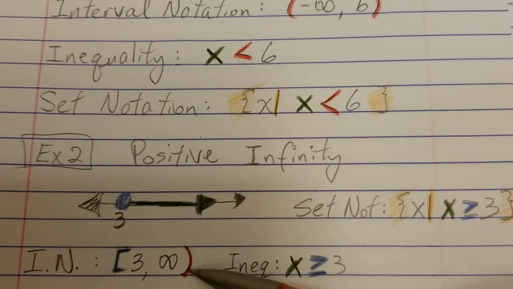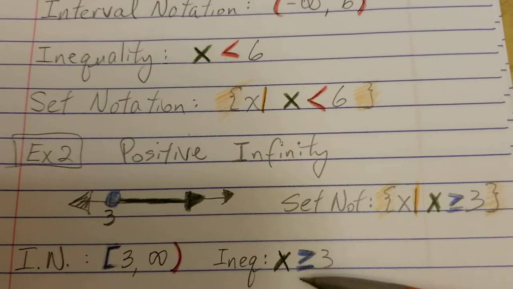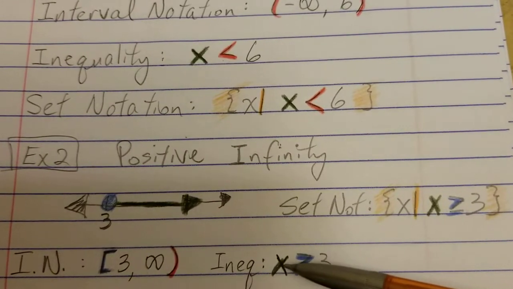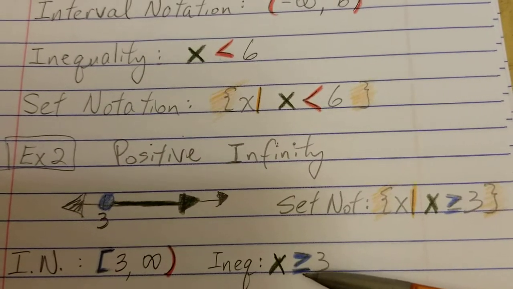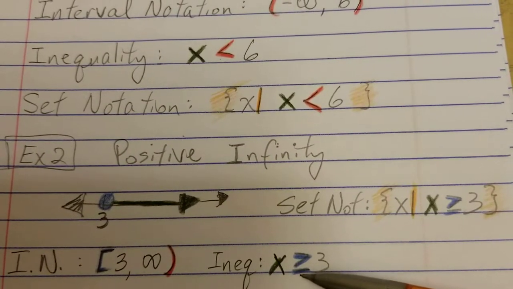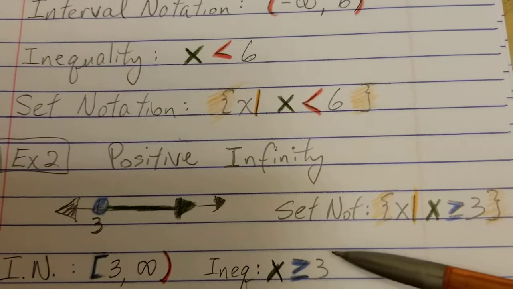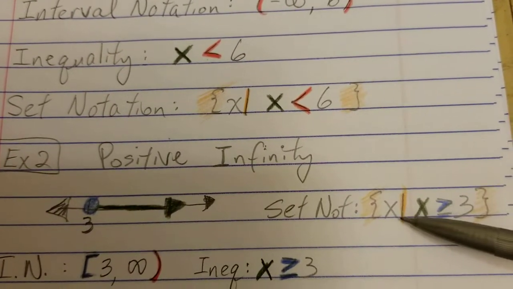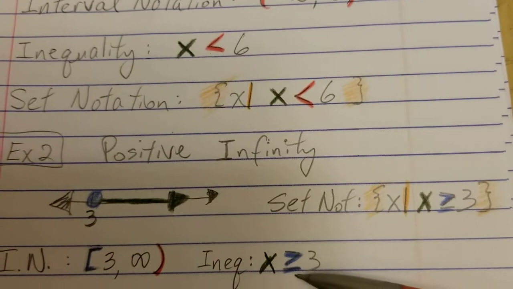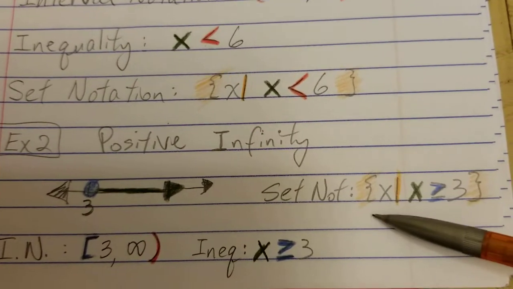That's why it's curved. For the inequality, X will represent the line and it's going towards the right side. Because you have a closed circle, you have an equal sign at the bottom and the number 3. For the set notation, you just copy the inequality into your set.